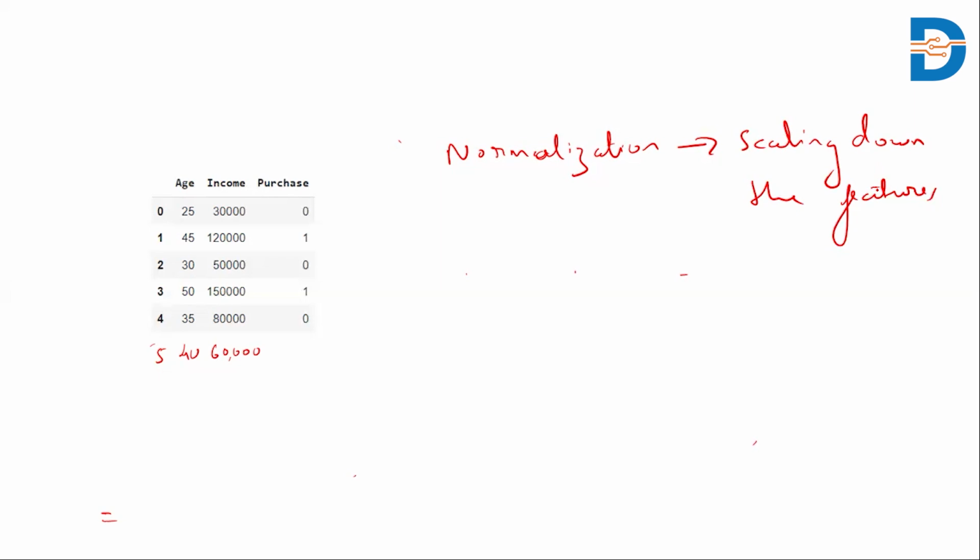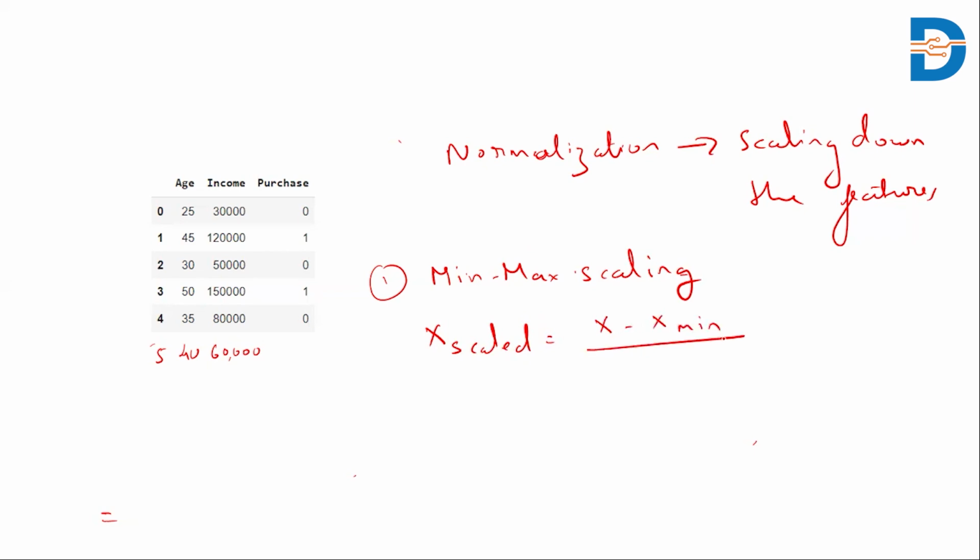Now, there are a lot of different ways that you can carry out this normalization, this scaling down of the features, one of which is min-max scaling. Let's have a look at how min-max scaling works. Min-max scaling states that your transformed variable value is going to look like this: x minus x minimum divided by x max minus x minimum.